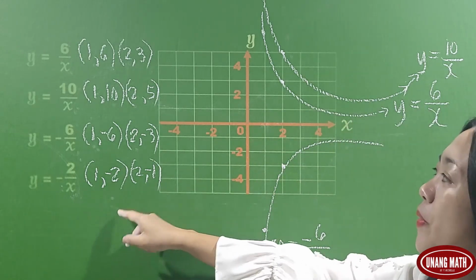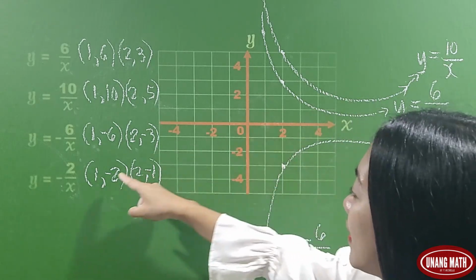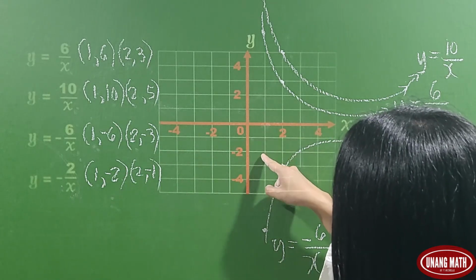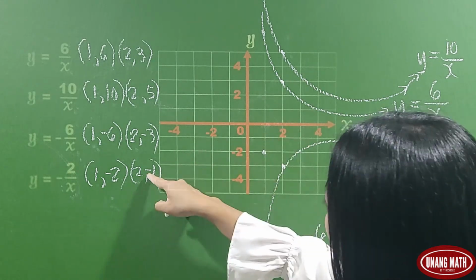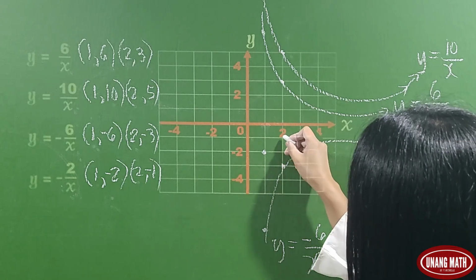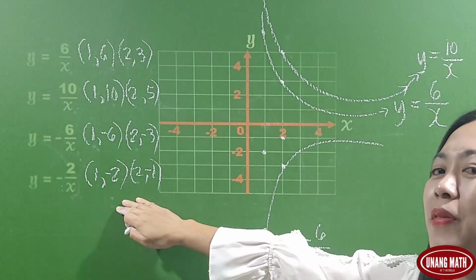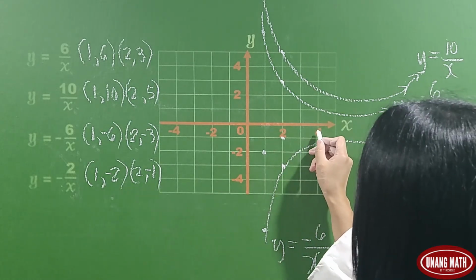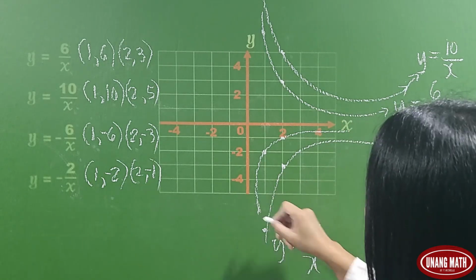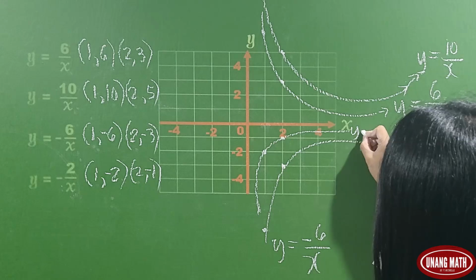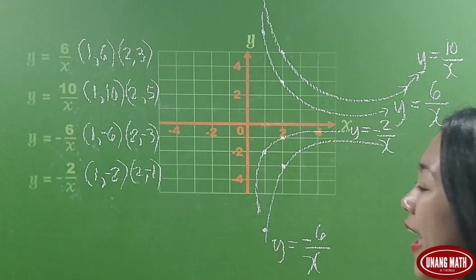Okay, let's plot these points in this coordinate plane. 1 and negative 2. So 1, negative 2, the point is here. Next is 2, negative 1. So 2, negative 1, the point is here. For an inverse proportion equation, the graph is a smooth curve. The graph looks like this. So this is y is equal to negative 2 over x.